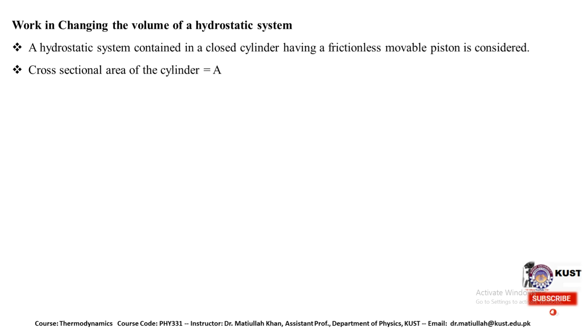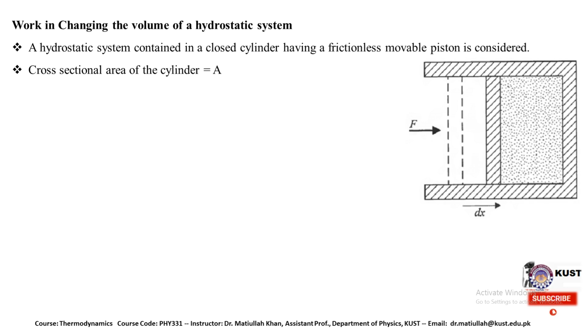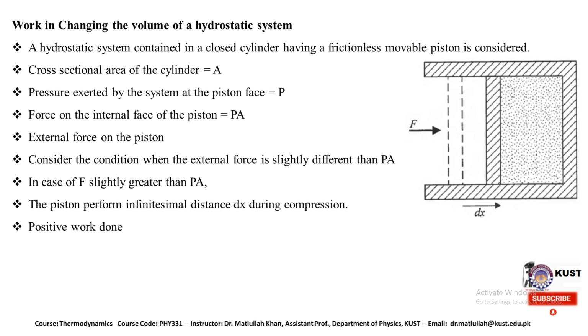Work done in changing the volume of a hydrostatic system. How can we develop the equation for the work done in changing the volume of a hydrostatic system? We consider a very simple system: a gas is enclosed in a cylinder and there is a movable piston. We consider that the cross-sectional area of the piston is equal to A. A pressure P is exerted by the system at the piston face.